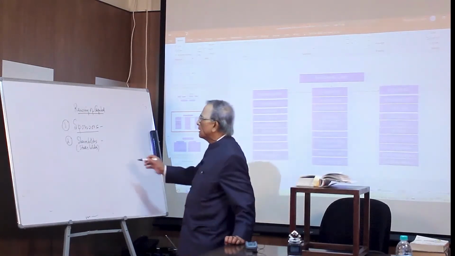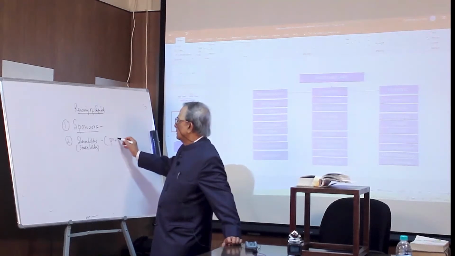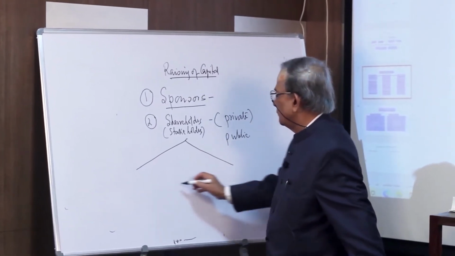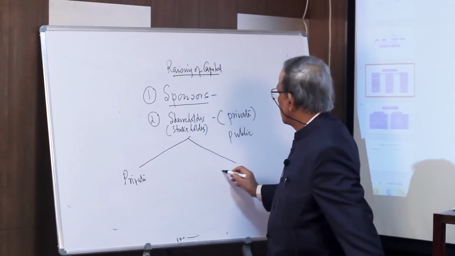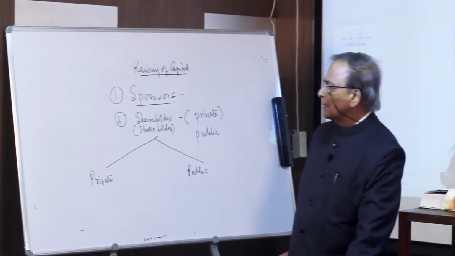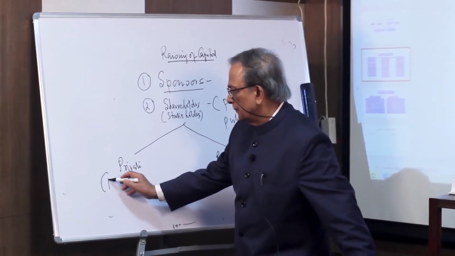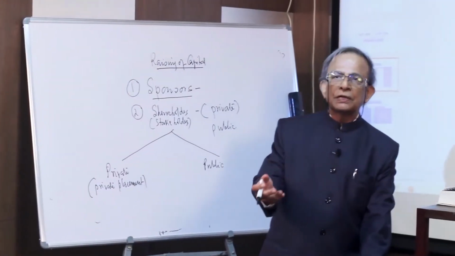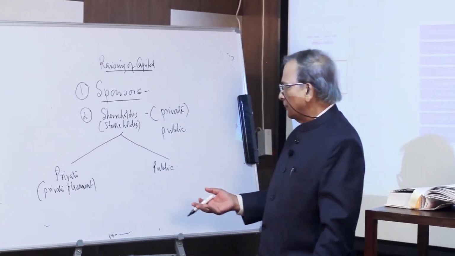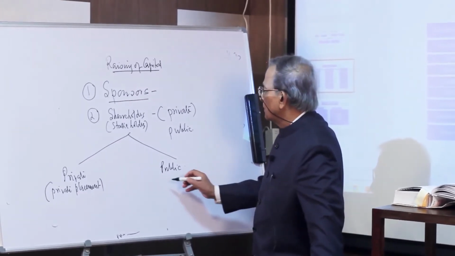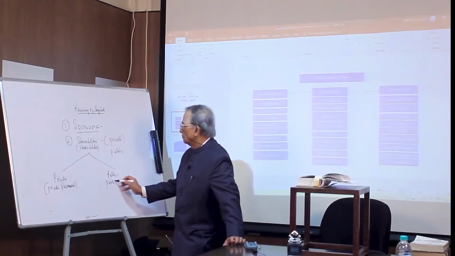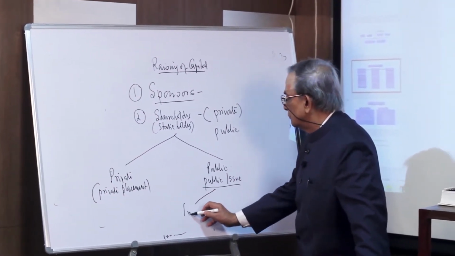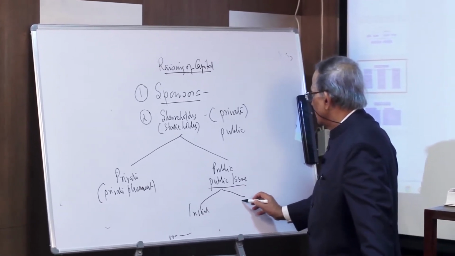Now when you have shareholders, who are they? They can be private or can be public. Private means shares by private placement I sell. Privately I place the shares to you and you buy and then I get my money, I get my capital. When I have to go public, this is called public issue. I have to make a public issue, and a public issue may be an initial public issue, or it may be a further public issue.